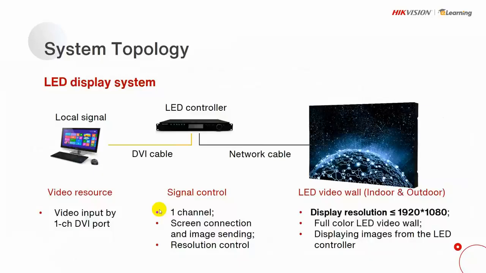Okay? So here's a simple system topology of our LED display system. We have to connect our video resource with LED screen, but the screen can't identify the signal. So we need the help of LED controller, which can help us to send the video signal and also control the resolution on LED screen. So we connect our video source on the left with LED controller by DVI cable, for example, and on the other side, LED screen will connect to the LED controller with network cable.